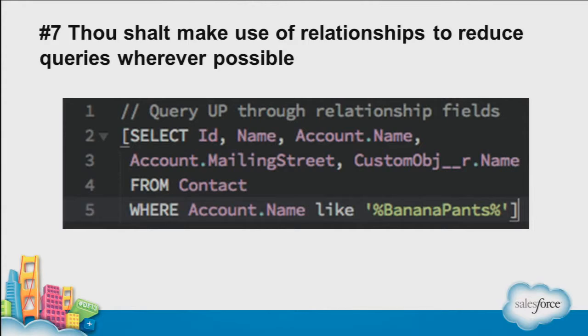So in this query here, we're going to grab the name of our custom object from contact, wherever our account matches banana pants.